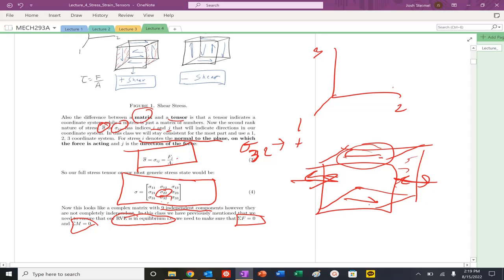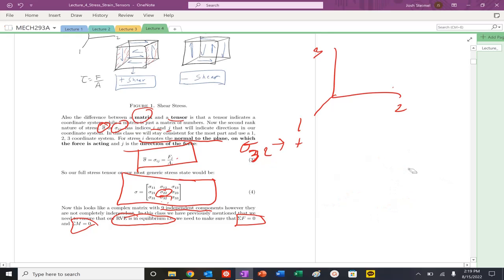If it's pointing in the negative direction, that will be negative as well. But here on the negative face, we're pointing in the positive direction. So we would define this as negative sigma 3,2 shear. So remember, on the positive face, it has to point in the positive direction. And then on the negative face, it has to point in the negative direction for that shear to be positive.